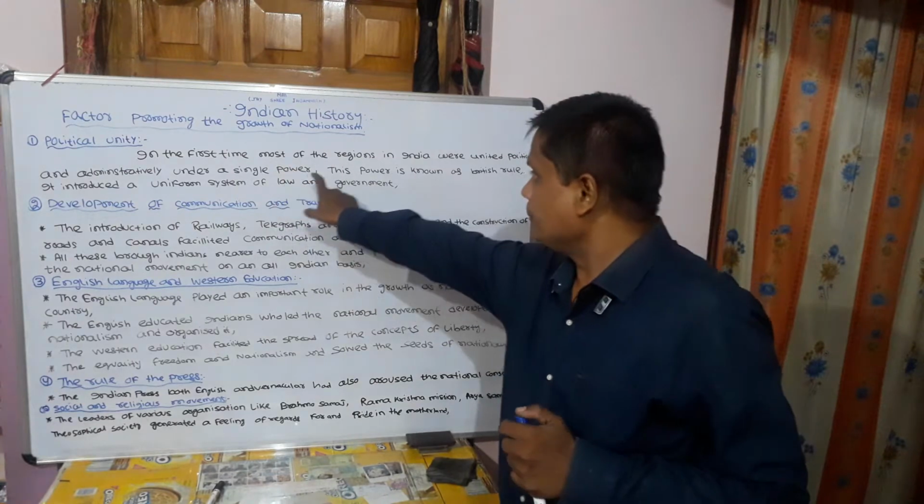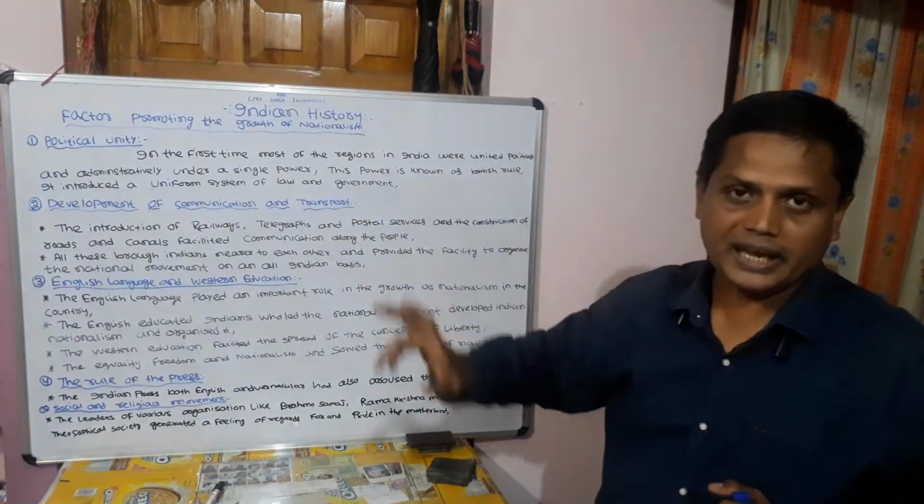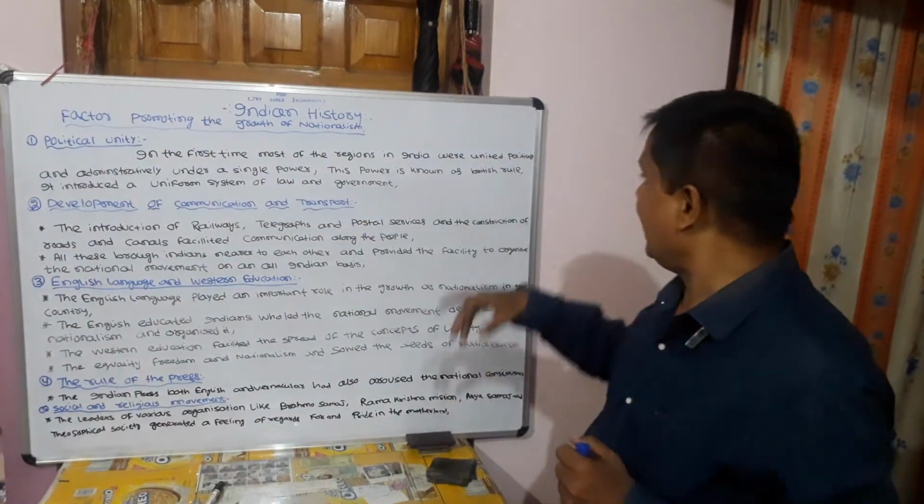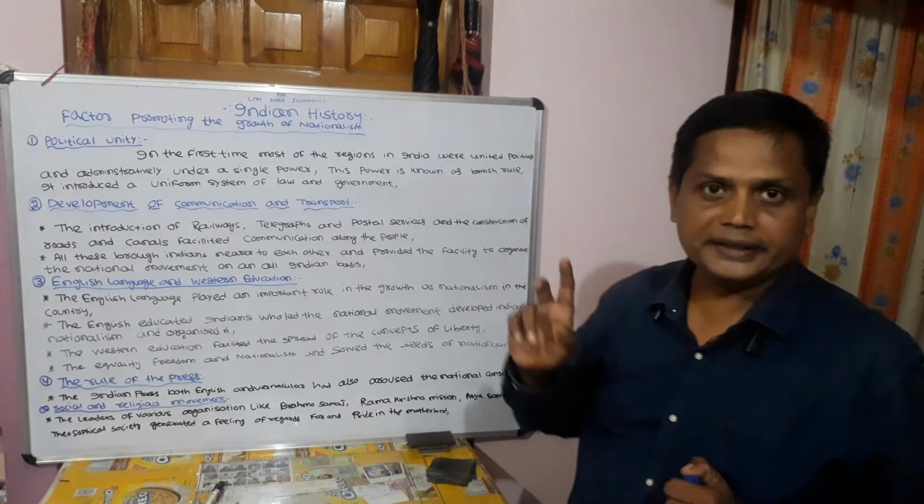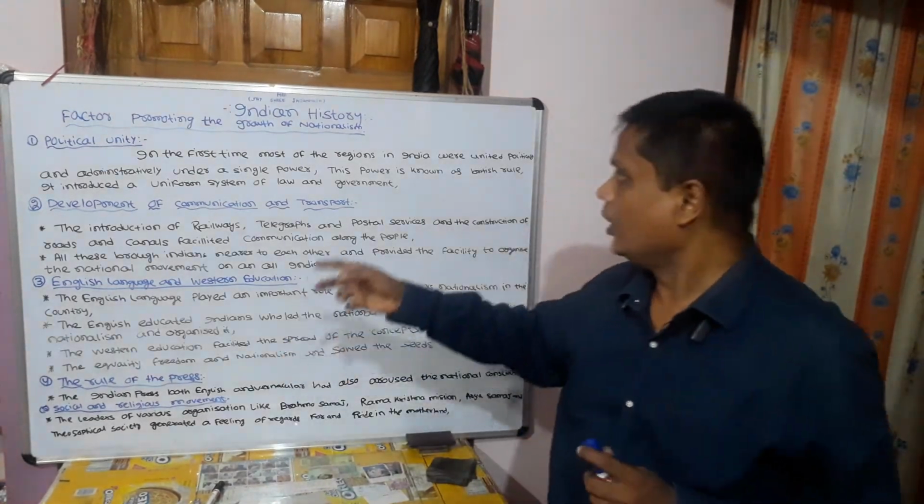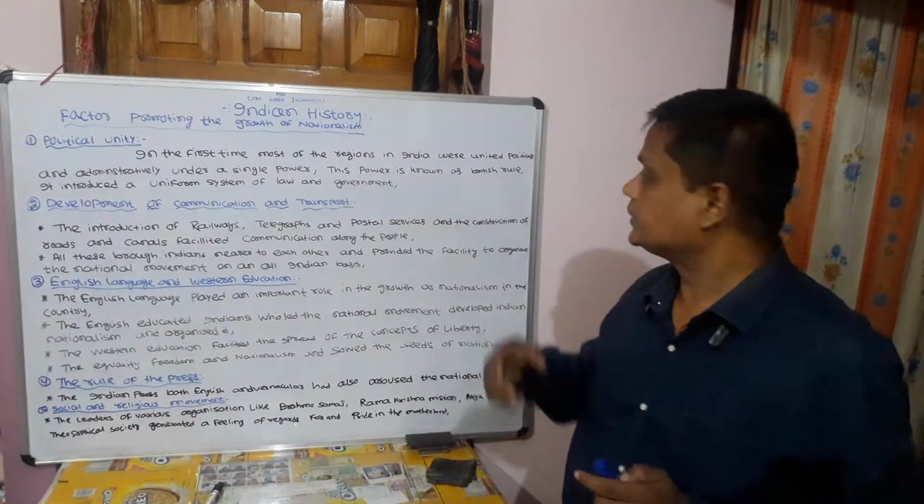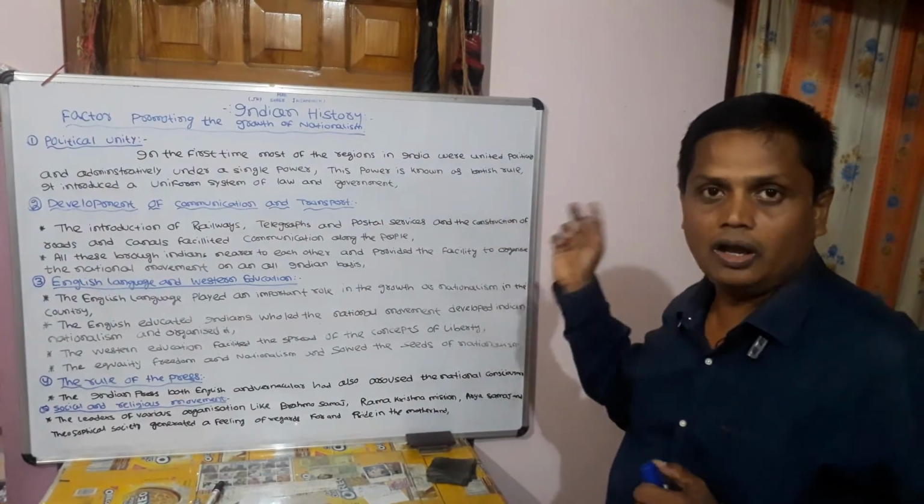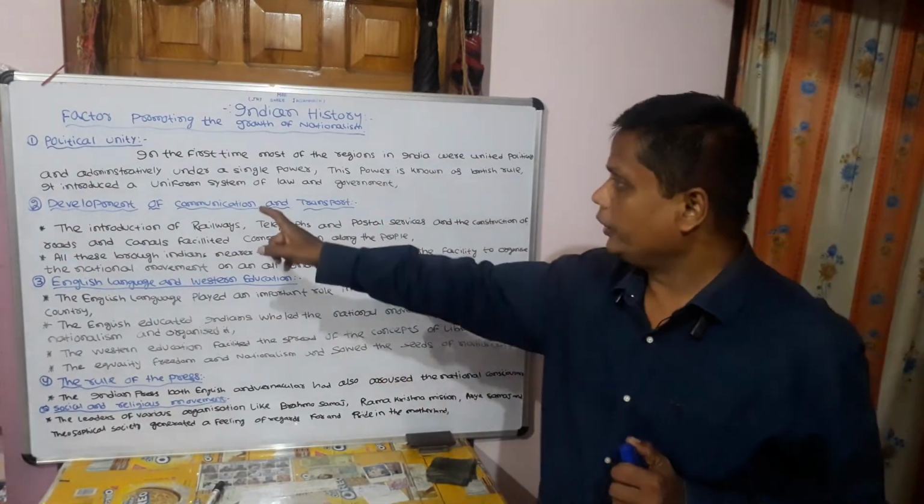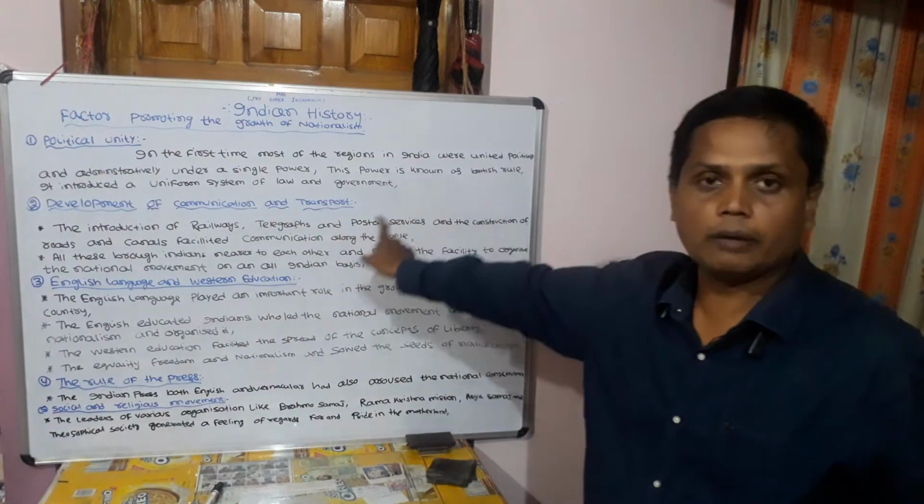For the first time, most of the regions in India were united politically and administratively under a single power. This power is called the British rule. It introduced a uniform system of law and government.